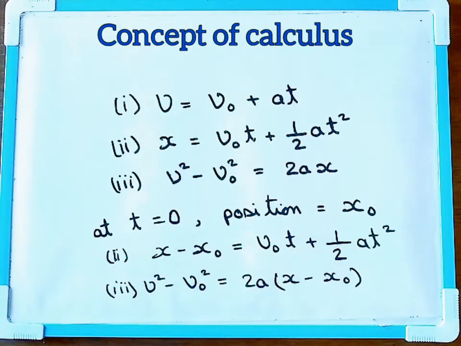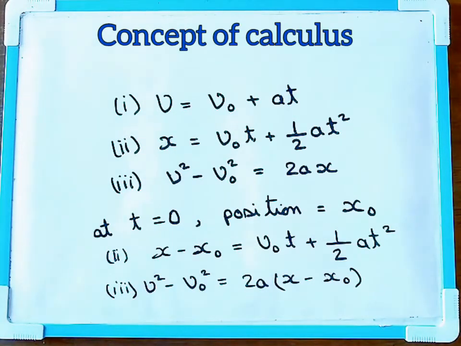So now in the last lecture we have learned to derive the equations of motion using the graphical method, and this method we use when the motion of the object is in a uniformly accelerated motion. But there's another method which we can use to derive the equations of motion for non-uniform accelerated motion, and that method is called the method of calculus.